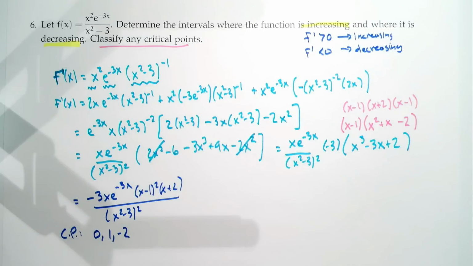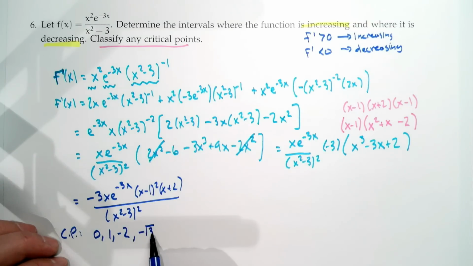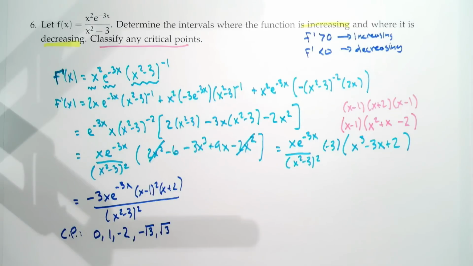Well, the answer is yes, because you also need to look for where the derivative is undefined. And notice this is not a plus downstairs. X squared minus 3, which means we also have critical points at negative root 3 and positive root 3. So there are 5 critical points. Now our function is undefined at root 3 and at negative root 3.